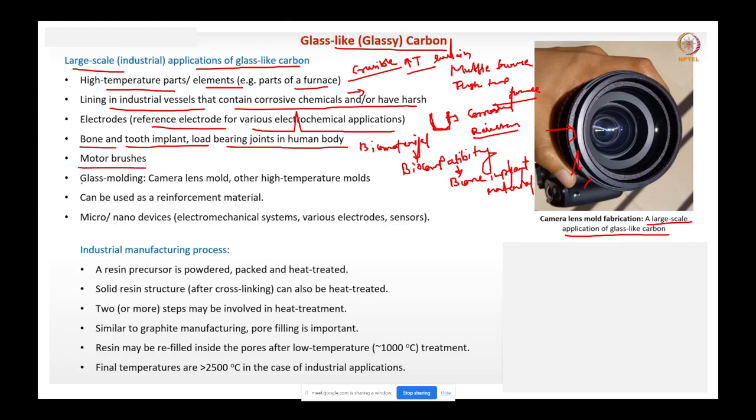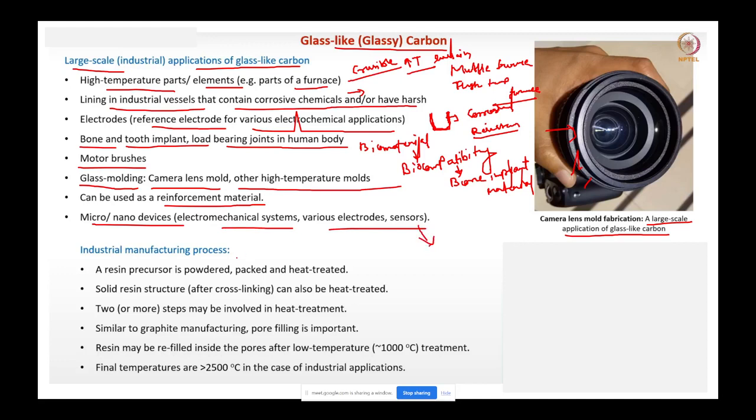Motor brushes, we can use this. Glass molding, camera lens mold, like I showed in this image, high temperature molds, so we can use this for this camera mold also. It can be used as a reinforcement material in composites and in micro and nano devices, electromechanical systems, various electrodes, and you can also use this as sensors.